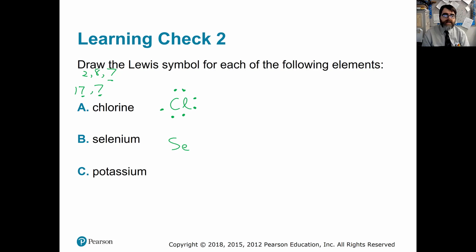Selenium has 6 valence electrons. It's in the same column as oxygen. It's column 16. Drop that 1 and you've got 6. Or you can try the electron arrangement. Again, that's getting into those higher ones that we're not really going to do. Or you can look at its Roman numeral group number also. Potassium is in the first column, so 1 valence electron. And it's also one of the ones where the name doesn't match the symbol.